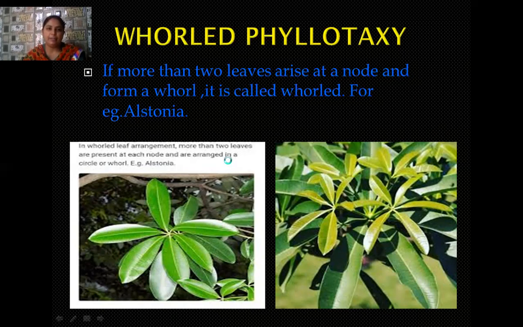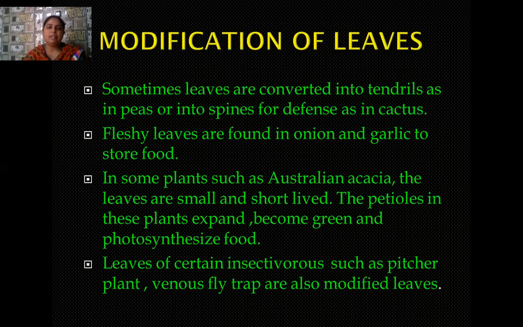Okay students, now I am going to discuss the modification of leaves. All of us know very well that leaves are known as the kitchen of the plant. Their main function is photosynthesis, and they are green in color. They have chlorophyll pigment for the purpose of photosynthesis. But sometimes leaves also get modified to perform a variety of other additional functions. Here I am going to tell you about that.